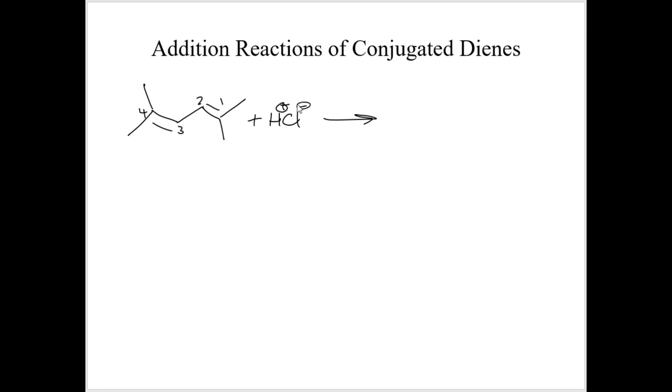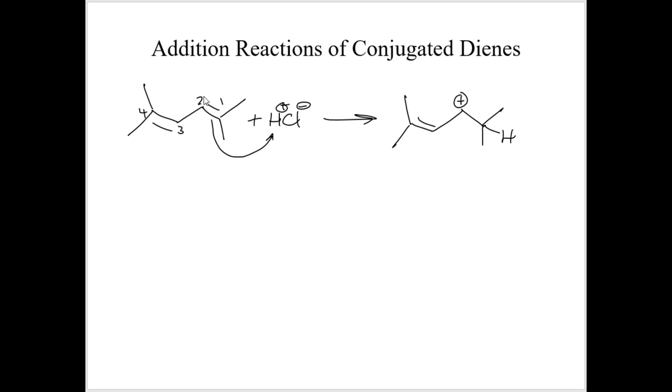So what's going to happen is my double bond between carbon 1 and 2 is going to be used to bond the H plus to carbon 1. Now, there's the intermediate that I'm going to form. You might argue and say, wait, did you just violate Markovnikov's rule? Yes and no.